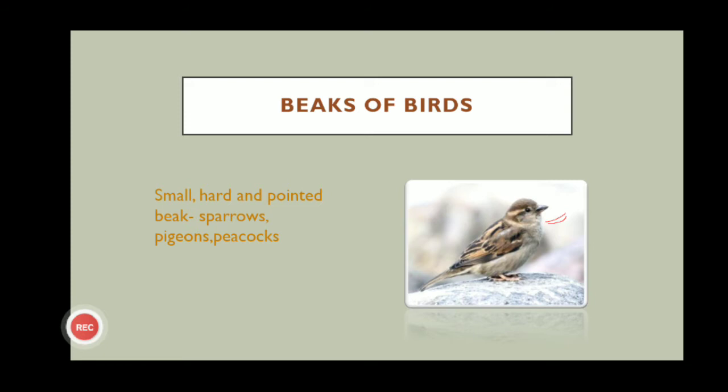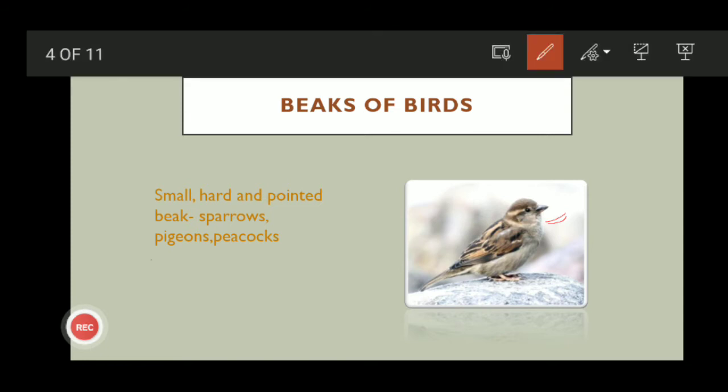In this picture you can see a sparrow. So sparrow, pigeons, peacocks have small, hard and pointed beak. In this picture you can see the beak of sparrow. It is very small, hard and pointed, means नुकीली होती है. That helps them to eat grains, seeds and nuts.